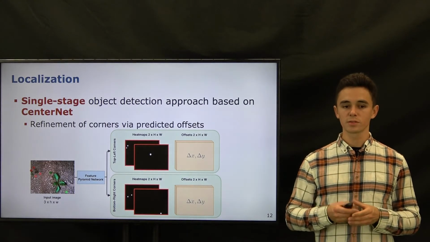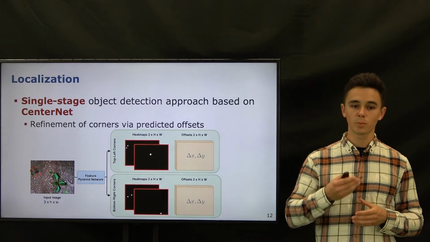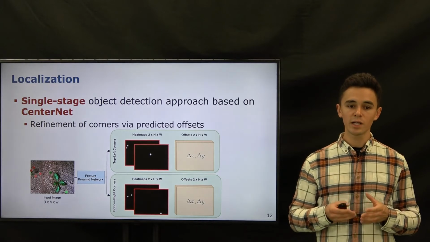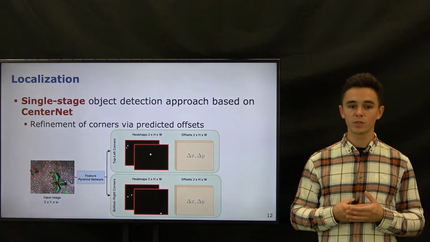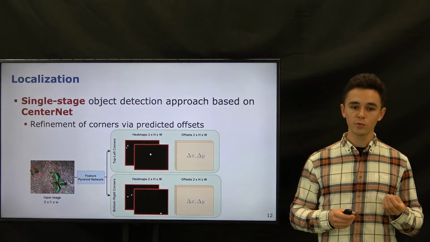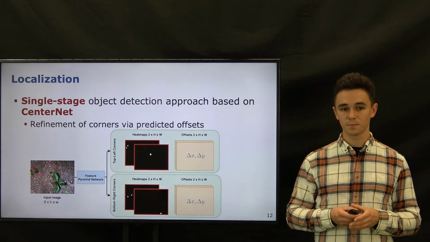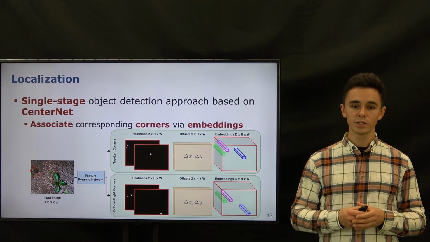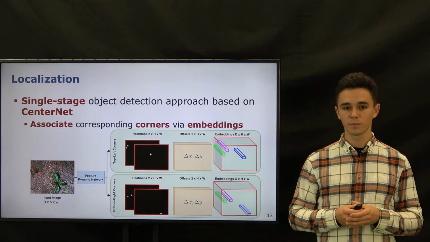Computing bounding boxes from corner points is a non-trivial task, since you can connect each top left corner to each bottom right corner, which would lead to a high rate of false positive predictions. Instead, we need to find a way to associate top left corners and bottom right corners which belong to the same object. For this purpose, we additionally predict embeddings, which serve as feature descriptors.